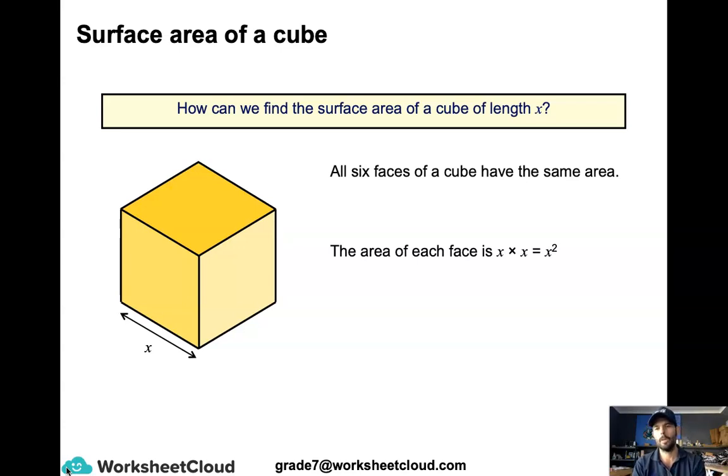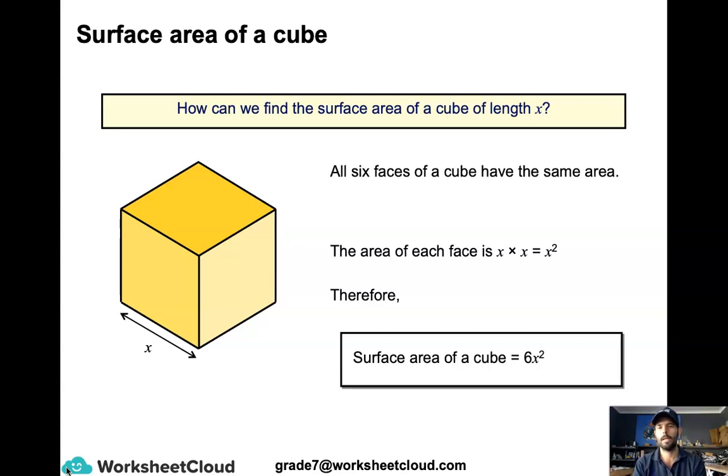And that's going to be x multiplied by x, okay? And then we need to multiply that by 6, okay? And that's going to give us 6x squared. Okay, so I'm going to say it again. We work out the area of one face. One of the faces is a square, and we know the area of a square is side times side. And if the side is x centimeters long, then we know that one face is going to be x times x, which is x squared.